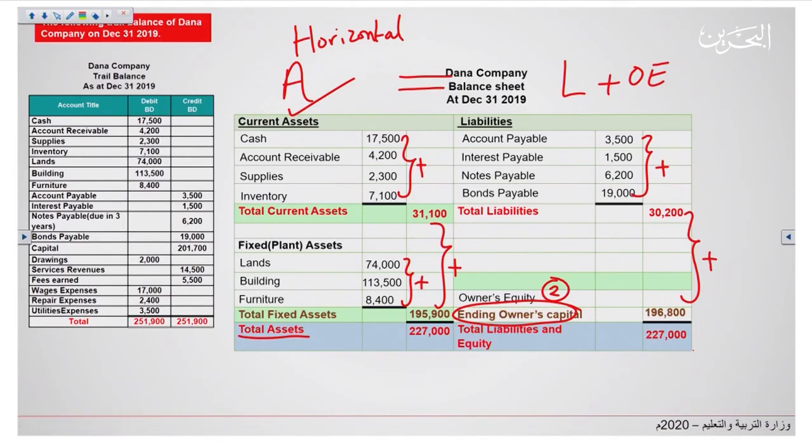Now I will compare the two sides of my balance sheet, or my formula of accounting, the accounting equation. I will get this side amount is 227,000 BD, and in this side I have 227,000 BD. And if I compare them, I will see that they are equal to each other, which means that my balance sheet is balanced and I have successfully balanced the accounting equation.